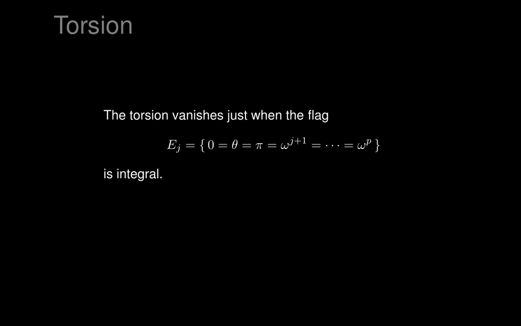So if you write these EJs by setting the thetas and pi's to 0 and then various of the omegas to 0, the high omegas, j plus 1 and so on, then you're looking at torsion being just the multiples of omega 1 to j wedged together in various ways. And those are the possible torsion terms. And that torsion will vanish just when that flag is integral. So if we have a particular choice of thetas, omegas, and pi's, we can write down this particular flag, and the torsion vanishes just when this particular flag is integral. At each point, this will define a flag for us, and if the torsion vanishes, then that's integral, and vice versa.